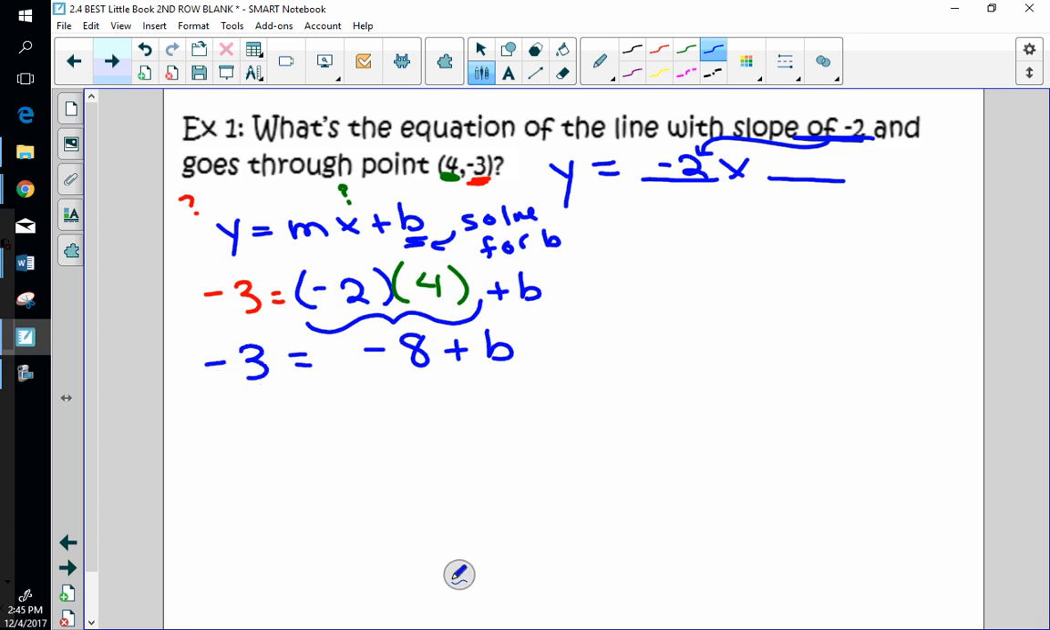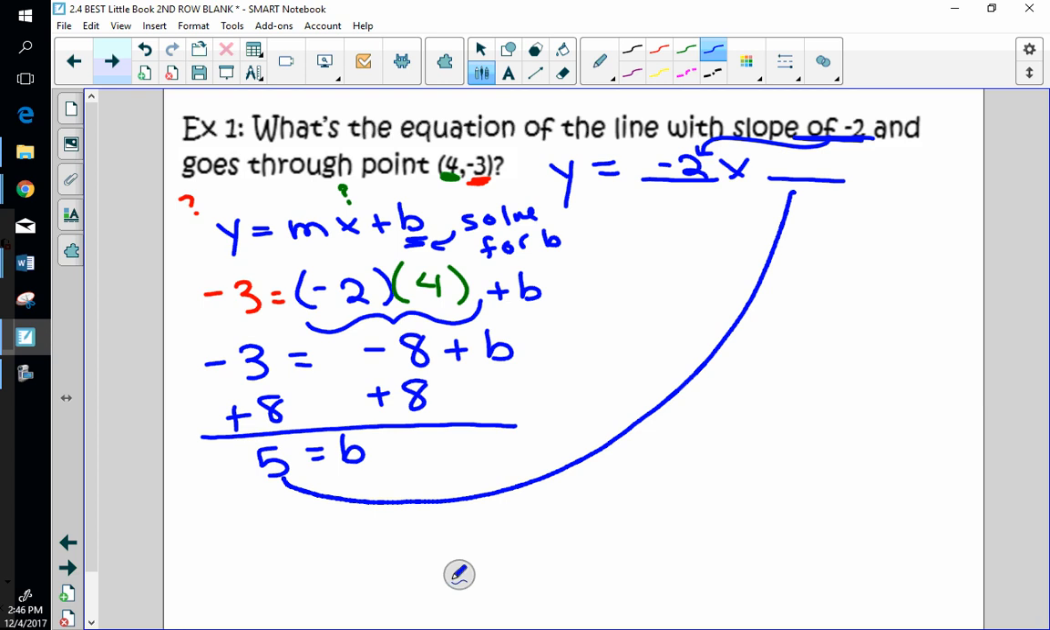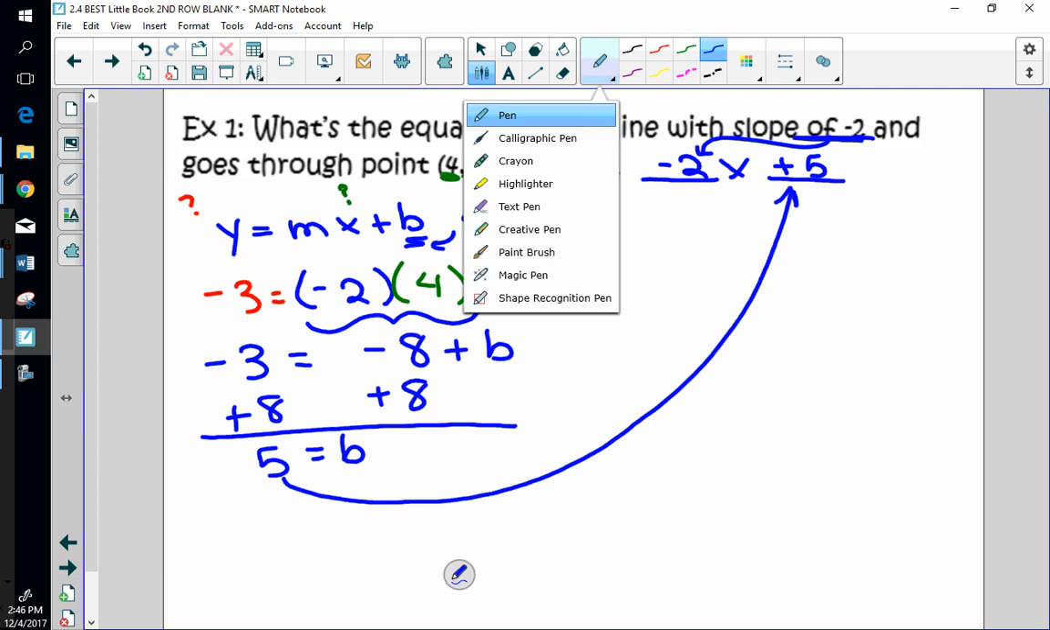The next step in solving for b would be you're going to add 8 to both sides. And when you add 8 to both sides, you get 5 is equal to b. That's what's going to go in your second blank. That is the y-intercept, plus 5. So now we solved it. And our final answer is just this right here that we have.